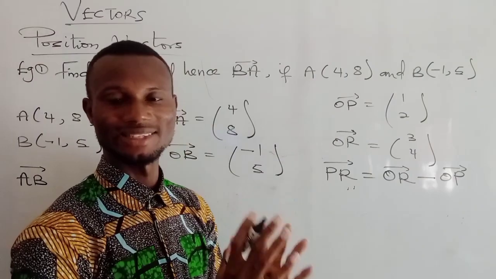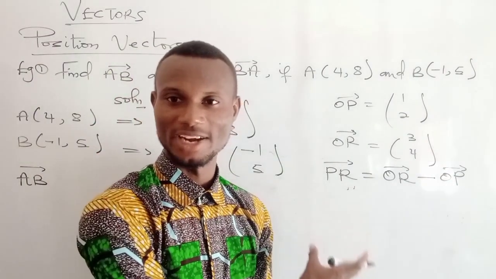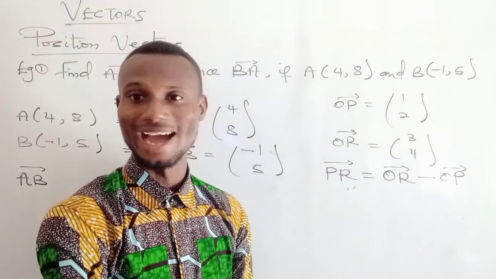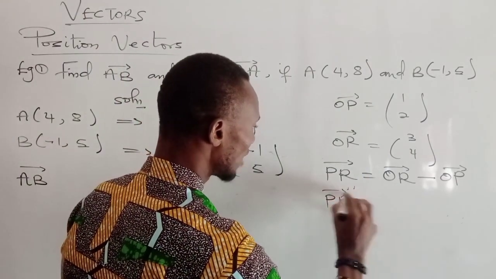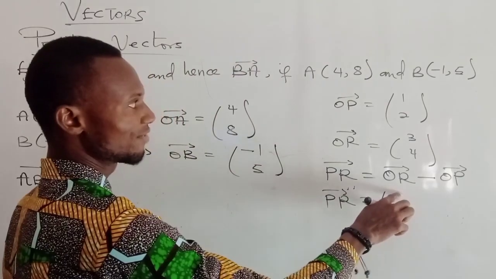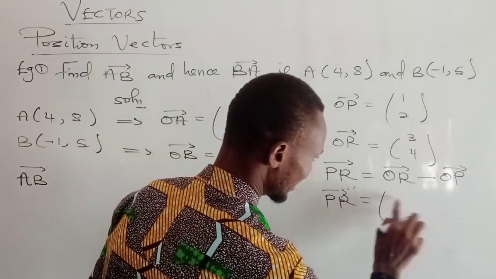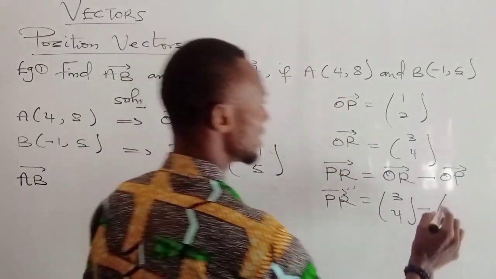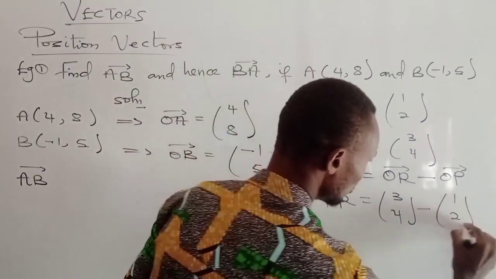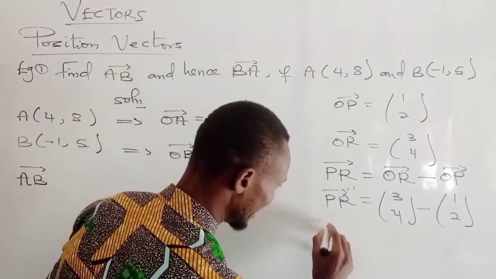I hope you understand up to this point. So from here, I can just input my values and solve for the vector PR. To get my PR, I'll input the values given. We are given OR to be 3, 4. Let me write my 3, 4 minus the OP, which is given to be 1, 2. I hope you are clear up to this point. So let's go ahead and simplify.